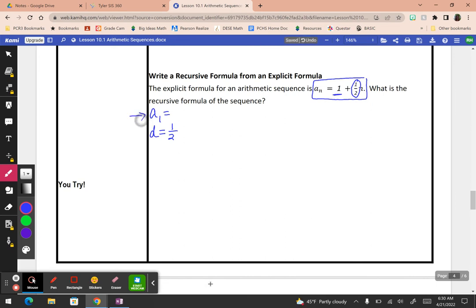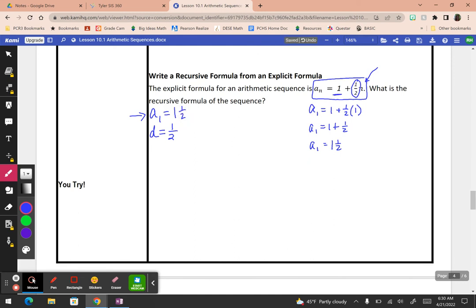Well, we need the first term, right? So we're going to have to go in here and plug in a 1 for n to find our first term. So if I use this one, a sub 1 equals 1 plus 1/2 times 1, because I want the first term. I need it. I got to have it for my recursive formula. So I solve this. A sub 1 equals 1 plus, and then these two together is just 1/2. And then add them together, and we get 1/2. So the first term in my sequence is 1/2.